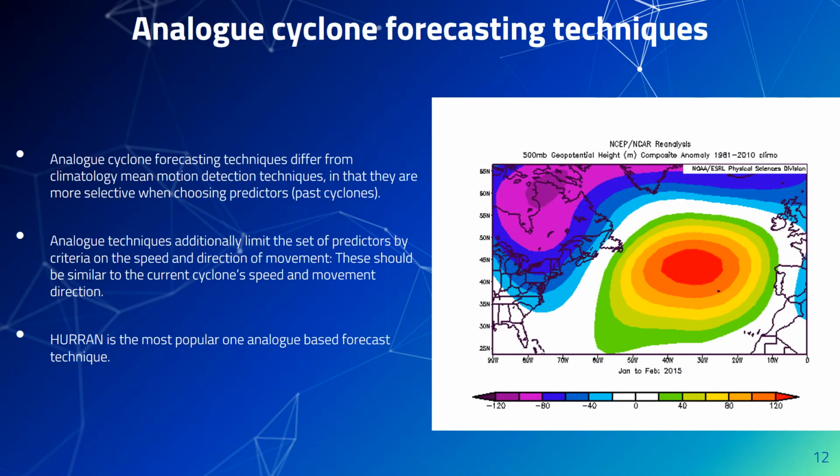The second one is the analog cyclone forecasting techniques. Analog cyclone forecasting techniques differ from climatology mean motion detection techniques in that they are more selective when choosing predictors. Instead of taking into account all the past cyclones that have previously occurred in the same basin and within a specific spatial and temporal frame, analog techniques additionally limit the set of predictors by criteria on the speed and direction of movement. These should be similar to the current cyclone's speed and movement direction. And HURRAN is the most popular analog based forecast technique.